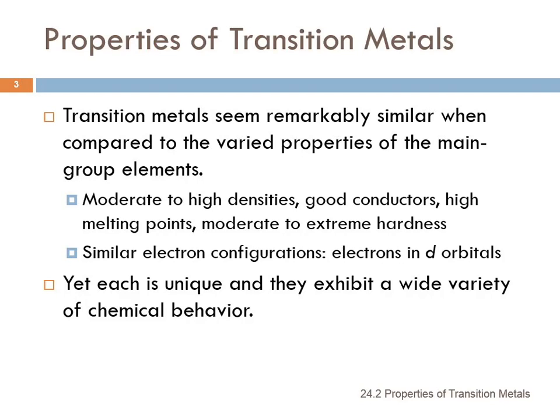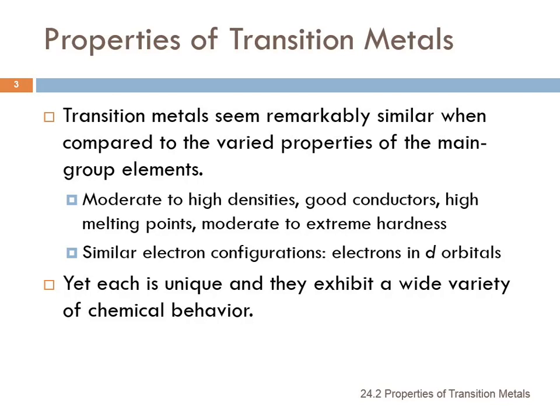The transition metals are all metals, right? And other than mercury, they are all solids at room temperature. And so in some ways, they're very, very consistent. They have moderate to high densities. They're good conductors of electricity. They have high melting points, and they have moderate to extreme hardness.